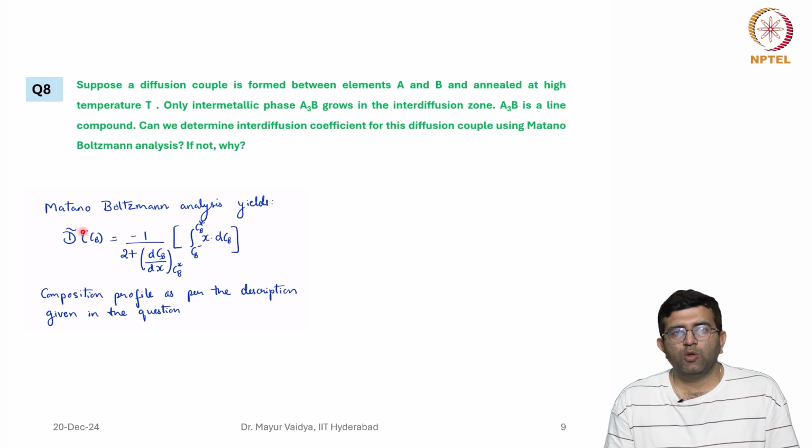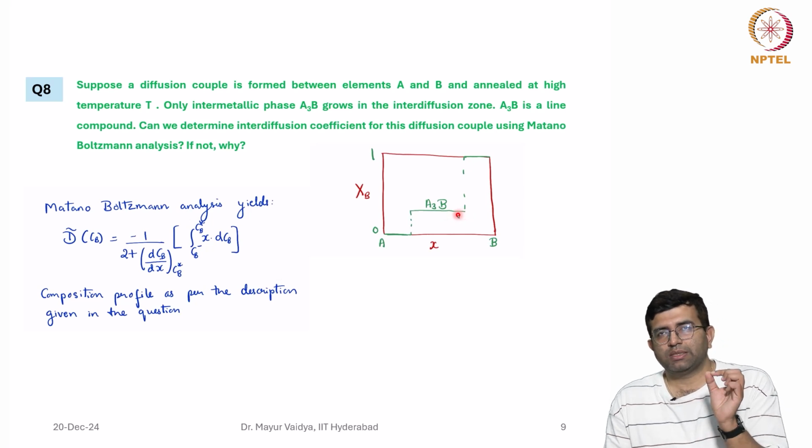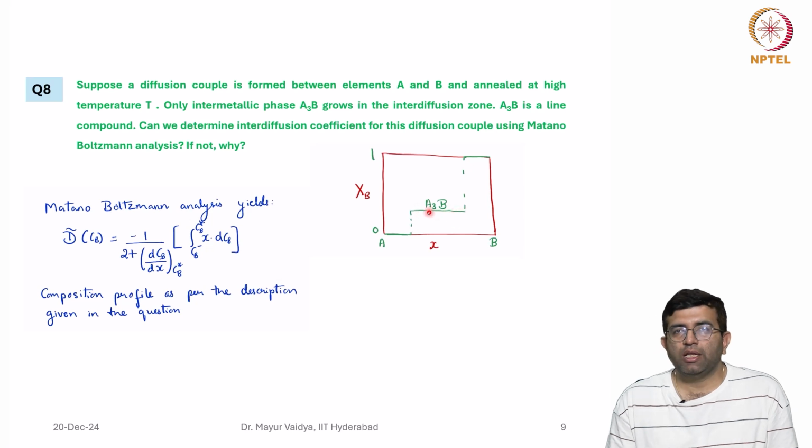Now, you see that according to the given description, if you sketch the composition profile, it would look something like this. So you have A and B, and only A3B, this phase grows in the interdiffusion zone, which is a line compound. Now, because it's a line compound, you will not have any gradient. Actually, even if it was a slightly wider compound, the gradients will be extremely small. So in any way, in this case, it is purely horizontal.